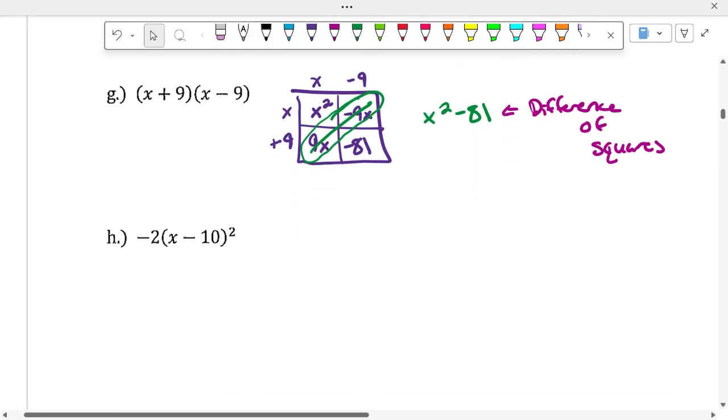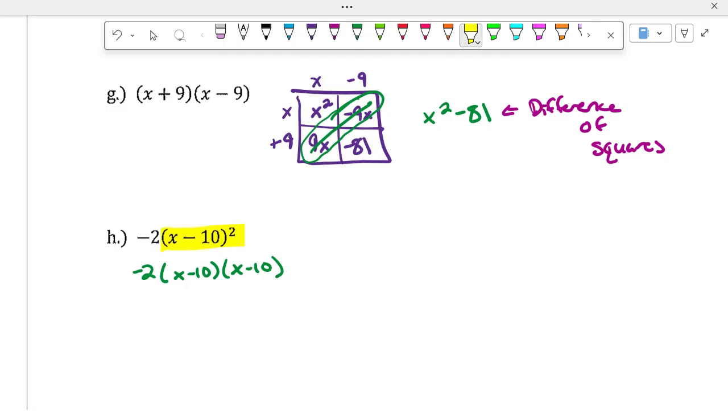Now, this last one. So, first off, you do not start by multiplying the negative 2 in because we have to take care of the square first, because by order of operations, you do exponents before multiplication. All right? But remember, x minus 10 squared is the same thing as what? Right. So technically, this is negative 2 times x minus 10 times x minus 10. So I need to box or FOIL those two first.